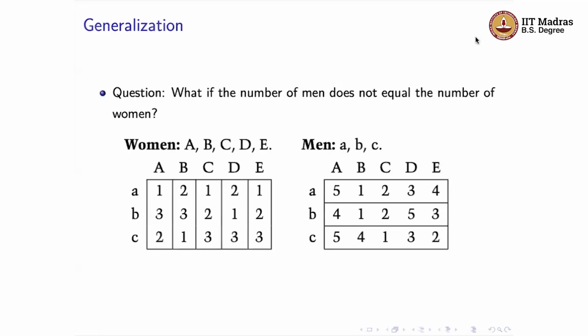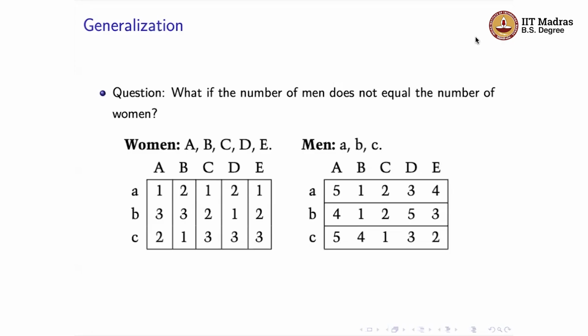Okay, now that we have understood the basic Gale-Shapley algorithm, we can think about generalizing some of the conditions under which we have demonstrated this algorithm, right? For example, one assumption that we made is that the number of women equals the number of men. Remember, we started out with n men and n women, and we want to pair them up. So what happens if the number of men does not equal the number of women?